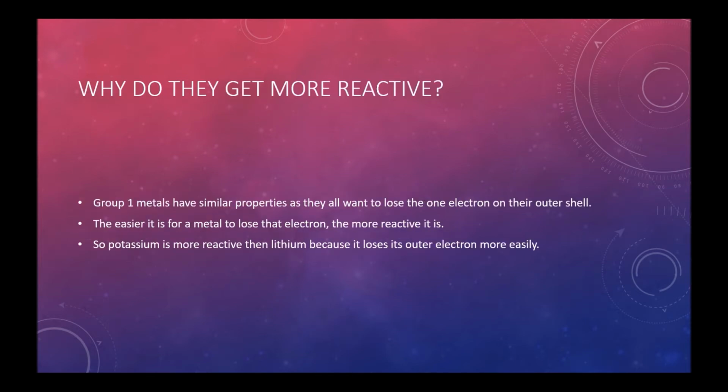So why do they get more reactive? It's because group 1 metals have similar properties, as they all want to lose the one electron that they have on their outer shell, so they can have a full outer shell, which is very stable. The easier it is for the alkali metals to lose the electron, the more reactive it will be. Therefore, potassium is more reactive than lithium because it loses its outer electron more easily.